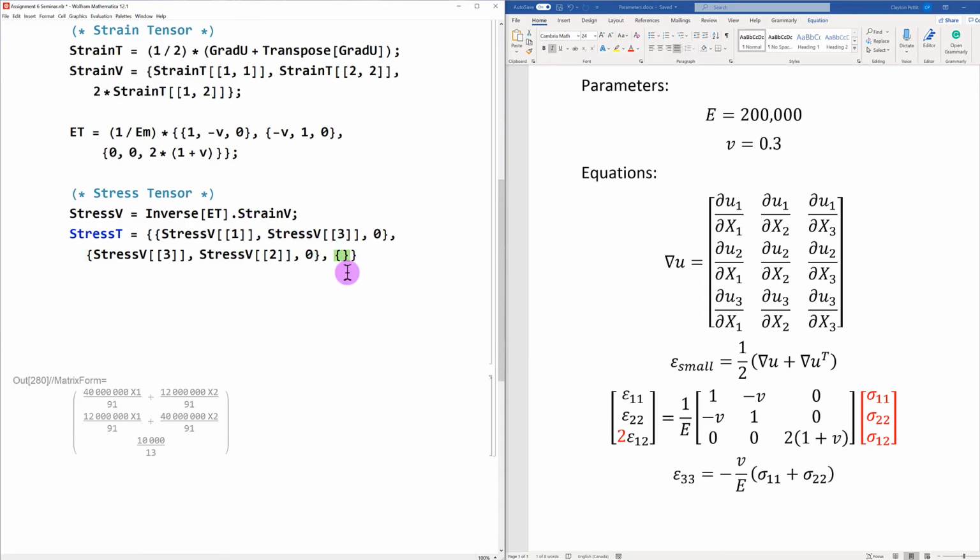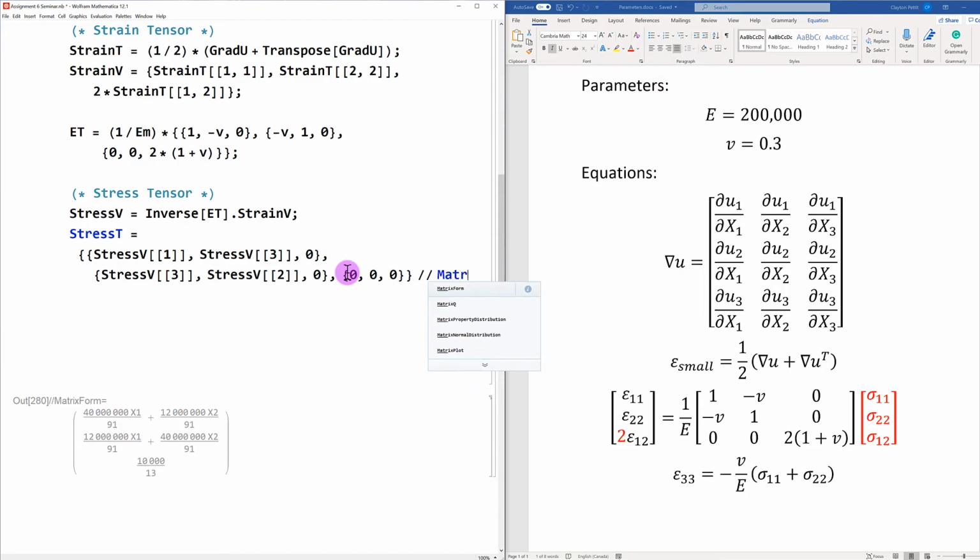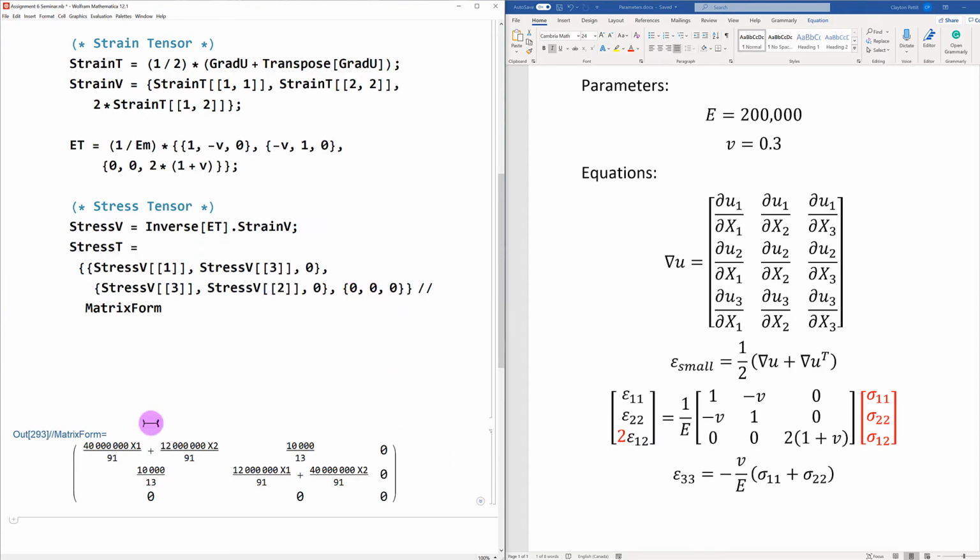Finally, the last row of our stress tensor is going to be sigma 1, 3, which we said is 0 because of plane stress. Sigma 2, 3, which again is 0 because of plane stress. And then finally sigma 33, which again under plane stress is equal to 0. So if I were to run this in matrix form now, I get this right here, and this would be my answer to, I guess, part B of the question, where it's asking for my stress tensor. All right, so not too bad so far.